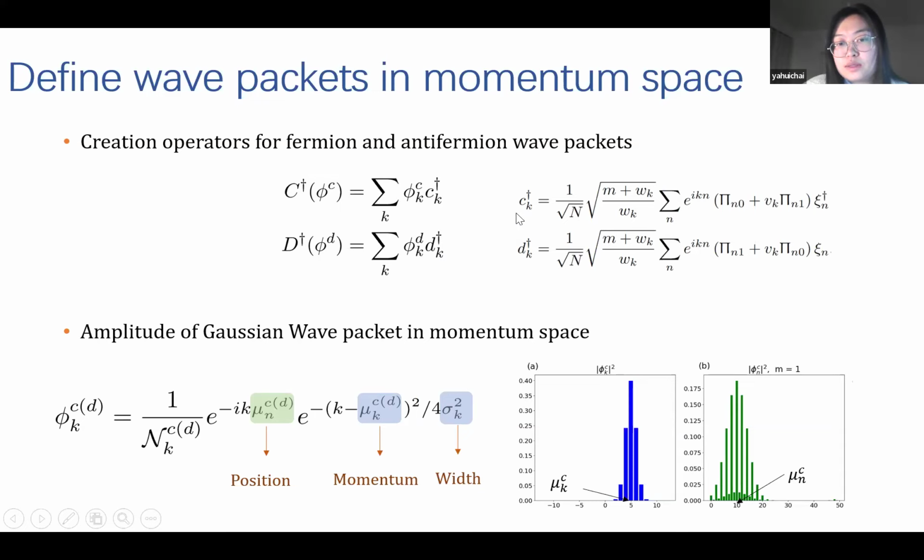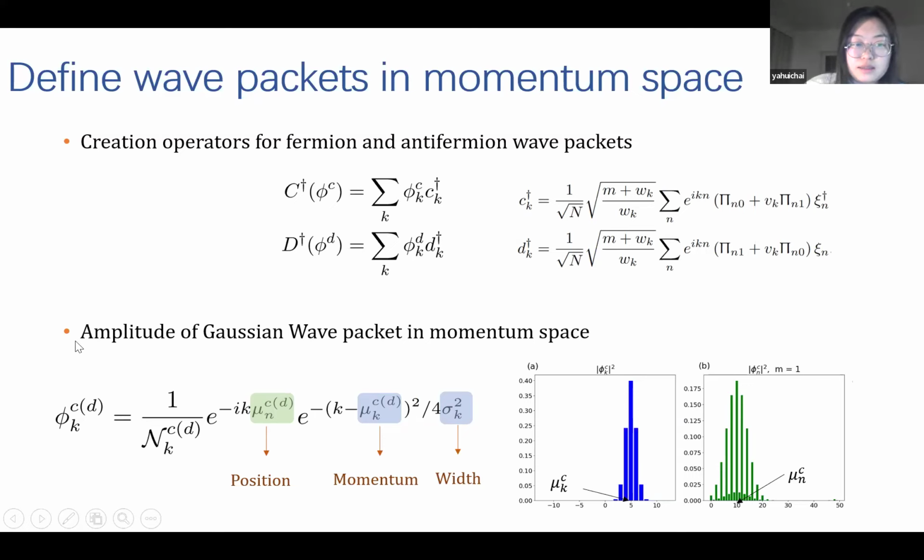And the relation between the creation operators defined in momentum space and the fermion operators in position space is here. We can use a Fourier transformation and a Bogoliubov transformation to relate them. We can see that the fermion creation operator will create a fermion in position space, and the antifermion creation operator will annihilate a fermion in position space. So that's why we call them fermion and antifermion.